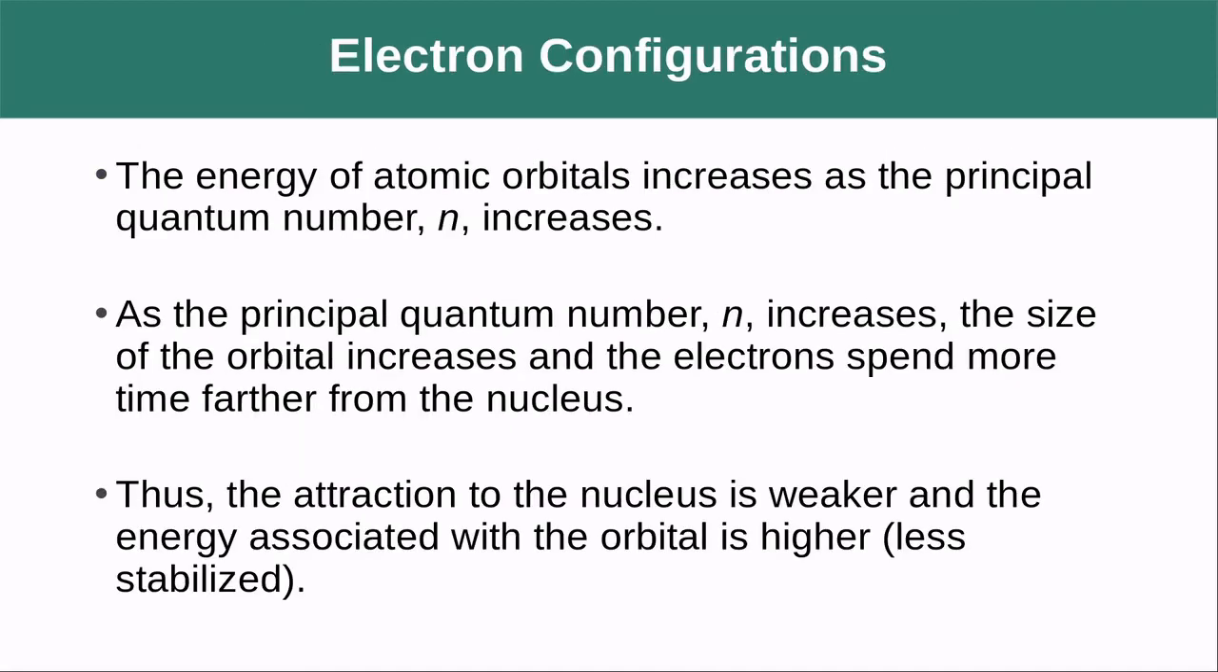Electron configurations. The energy of atomic orbitals increases as the principal quantum number n increases. As n increases, the size of the orbital increases and the electrons spend more time farther from the nucleus. Thus, the attraction to the nucleus is weaker and the energy associated with the orbital is higher, less stabilized.